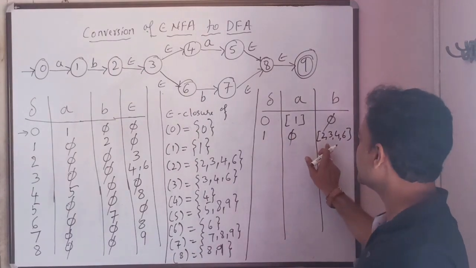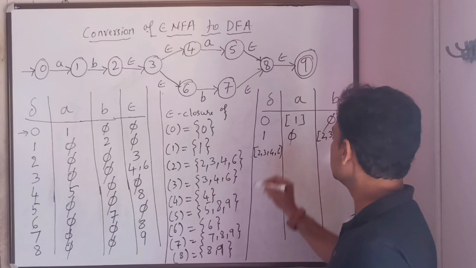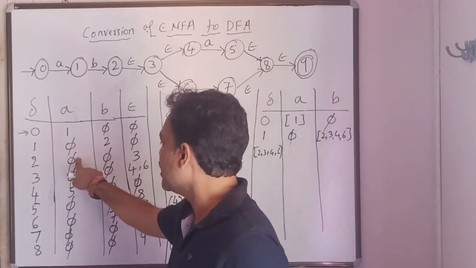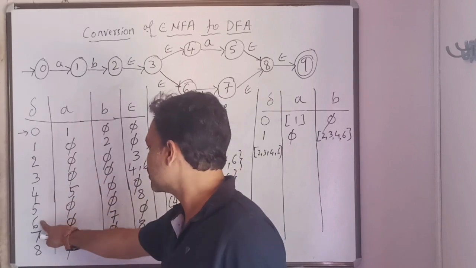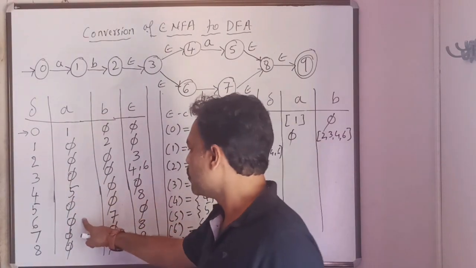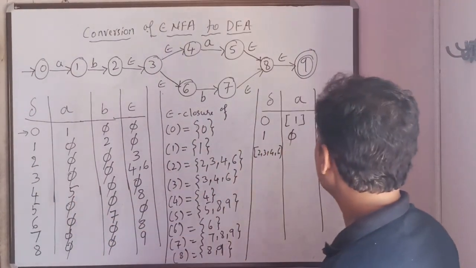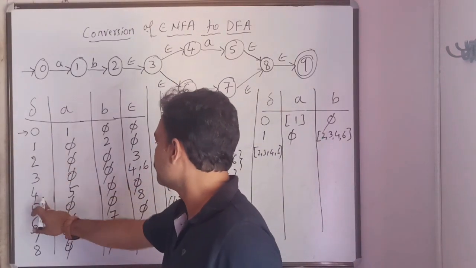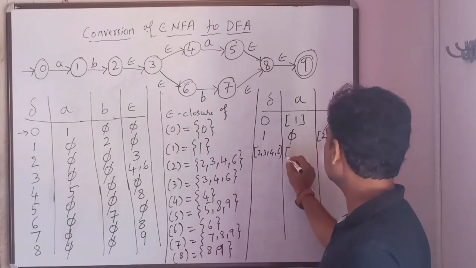Now we got one more new state here, that is 2, 3, 4, 6. Now 2, 3, 4, 6 on A. See, 2 on A, 3 on A, 4 on A is 5, 6 on A is null. So only 5, that is what we are getting here. 4 on A is 5. What is 5's epsilon closure? It is 5, 8, 9.